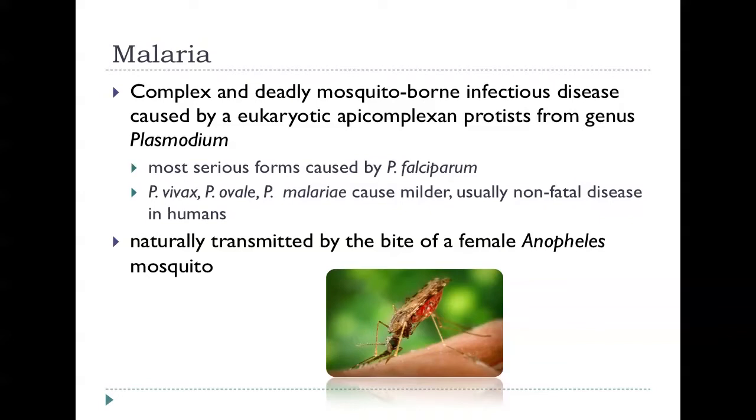And in humans, there are 4 main causes of malaria. The most serious kind, so-called malignant malaria, is caused by Plasmodium falciparum. And then we have 3 others which cause milder, usually non-fatal disease. These are kind of also-rans. They tend not to kill people. Falciparum is the major killer. These infections are naturally transmitted by this creature here, the female Anopheles mosquito, feeding on human blood, both sticking parasites into the blood of an uninfected individual and sucking them out of an infected individual to be transmitted.